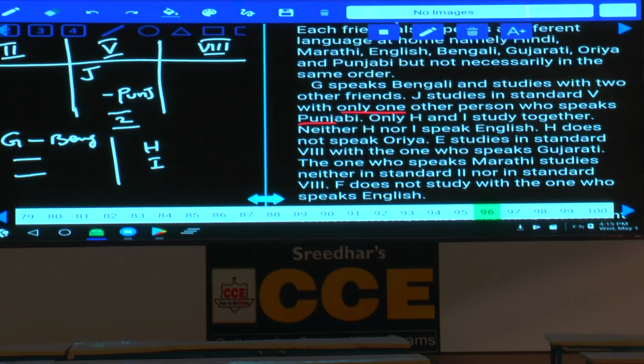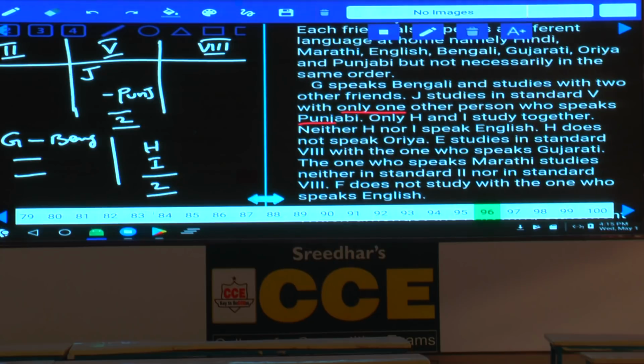Can H and I study along with G? No. Why? Because only H and I means in that class there must be only 2 people. That means if H and I are in standard 2, then G will be in standard 8, or if G is in standard 8, then H and I will be in standard 2. How many possibilities? 2 possibilities. Now tell me whether G can be in the 5th standard? G cannot be in the 5th standard.